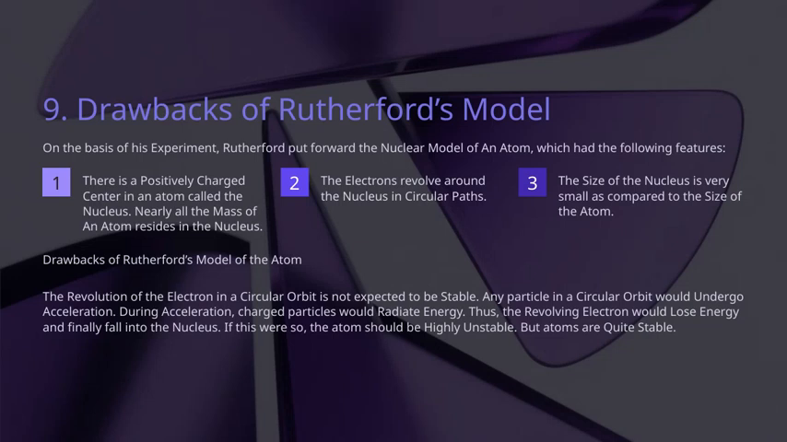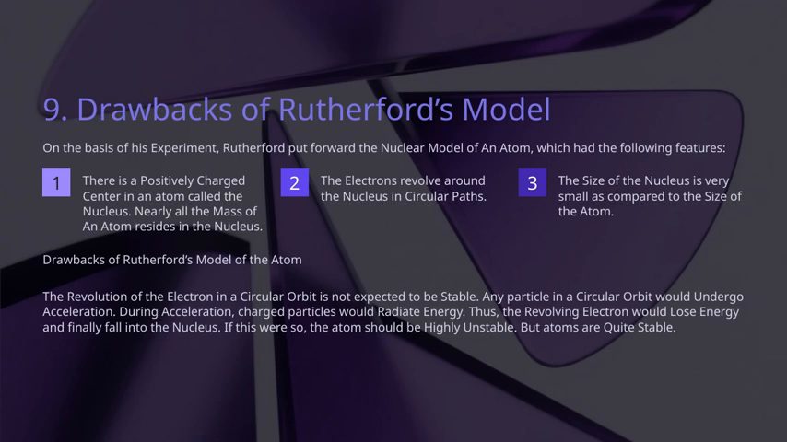Now, let's discuss some of the drawbacks of Rutherford's model of the atom. Based on his experiment, Rutherford proposed the nuclear model, which highlighted that an atom has a positively charged center called the nucleus, where nearly all of the atom's mass is concentrated. That's a key point to remember. Most of the atom's mass is in the nucleus. However, there are some issues with this model.